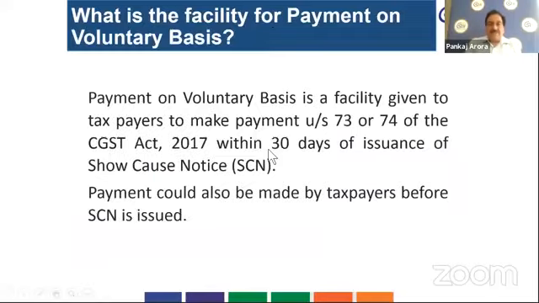I will take some questions also. So to describe this facility to the viewers, what is the facility for payment on voluntary basis? Payment on voluntary basis is a facility given to taxpayers to make payment under section 73 or 74 of the CGST Act within 30 days of issuance of show cause notice, or before the issue of show cause notice by the department. So only in these two cases can this facility be used.